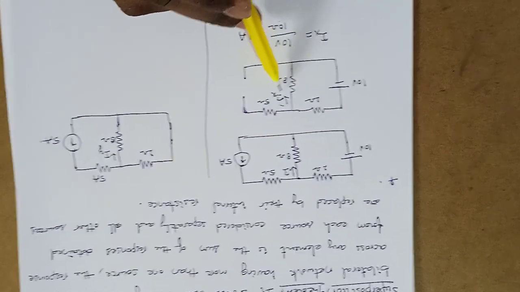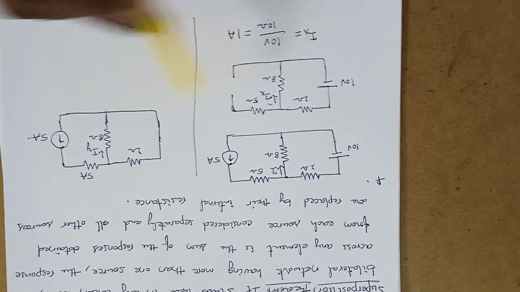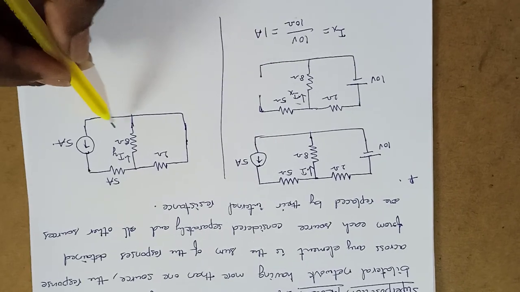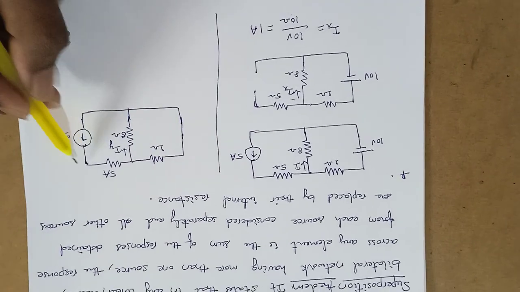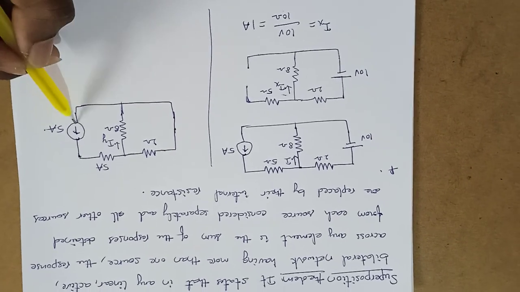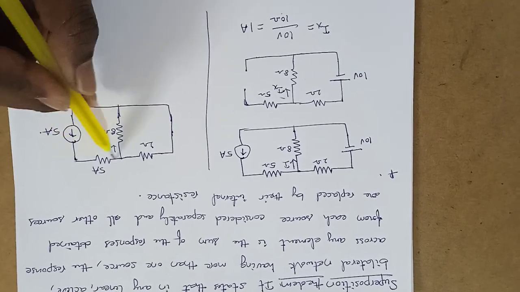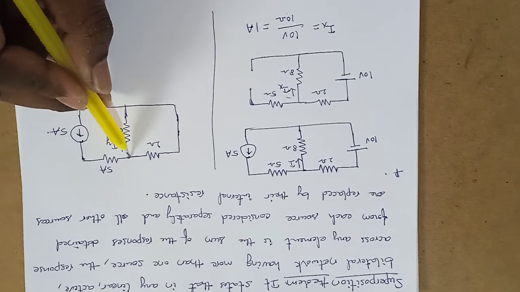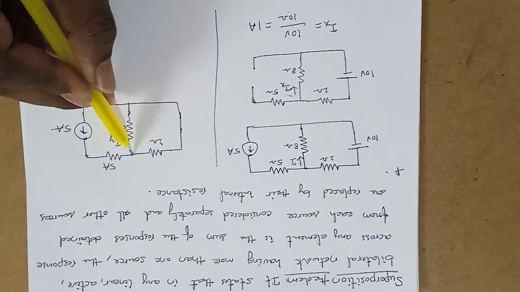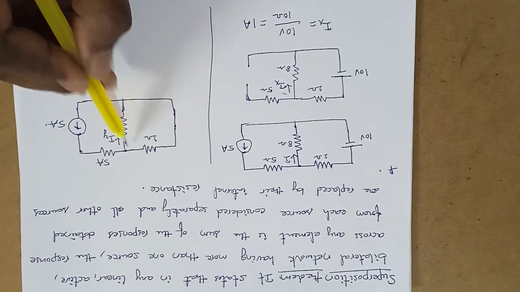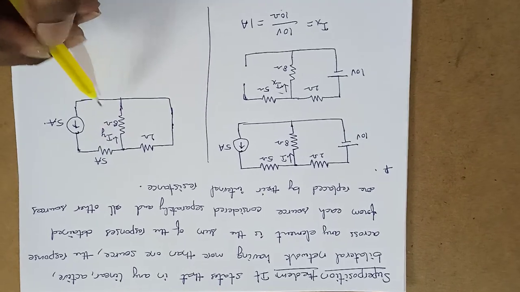So you have to find the same current, that means the current flowing through 8 ohms in all the circuits. Here also you have to find out the current flowing through 8 ohms resistance. There is a current source here. The 5 amperes current is flowing and coming till this node, and here it is divided. Some of the current will go like this and some current will go like this.